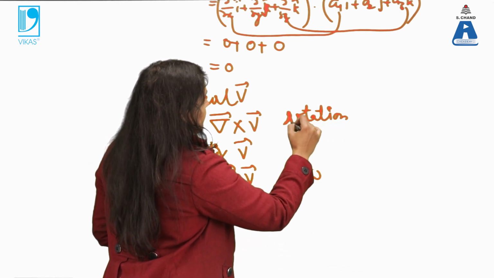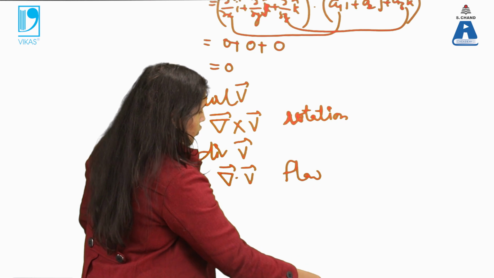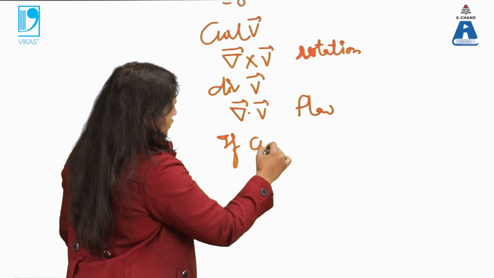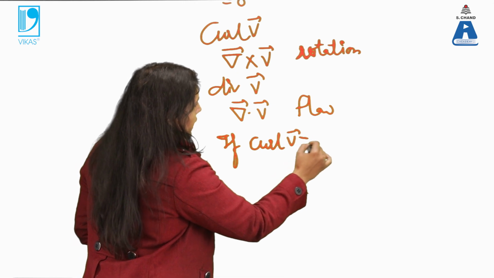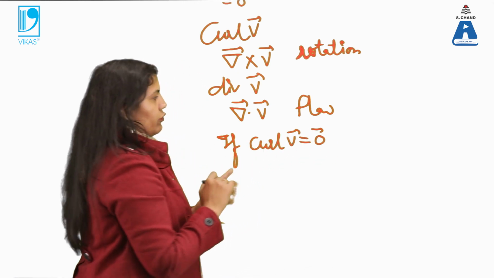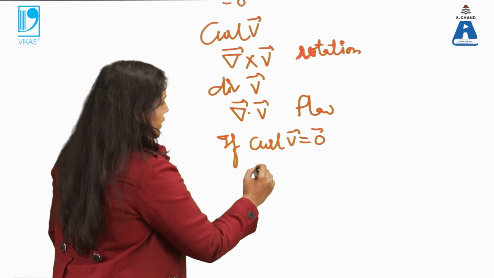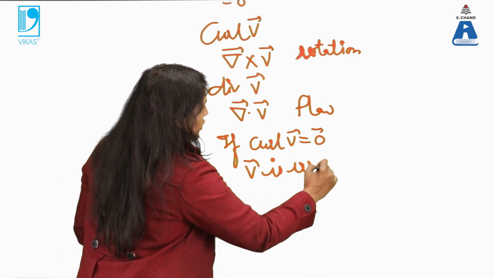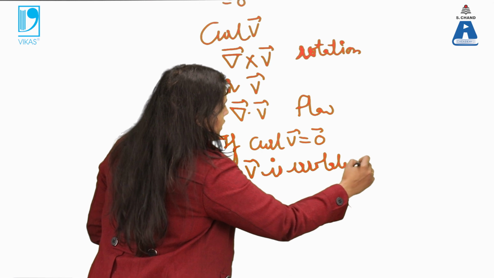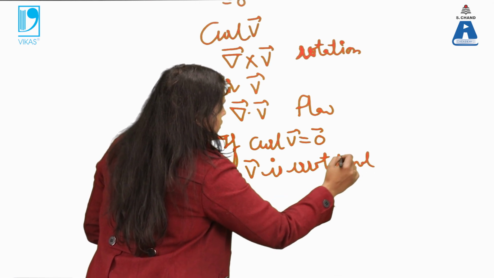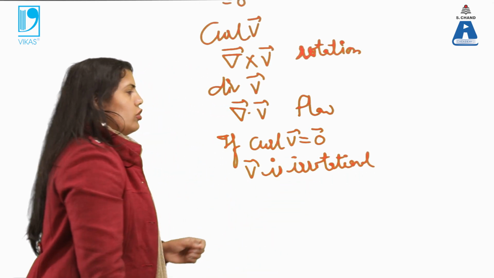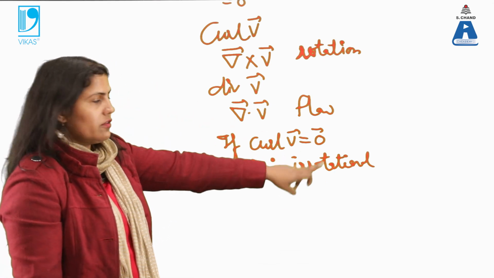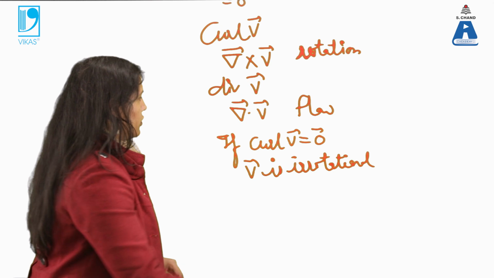If curl is 0 for any particular vector, we call V irrotational. It means there is no rotation. So, if you are asked to find out whether the vector is irrotational or rotational, what do you do? Just find the curl and you will be able to answer. If it is 0, then V is irrotational.